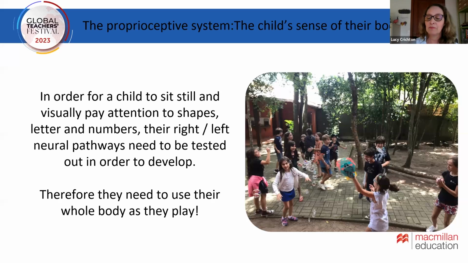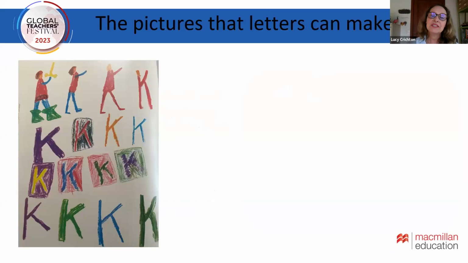And then the pictures that letters can make. You can see here that this letter K starts off with a knight in shining armor, because that starts with the letter K. It could also be a king, but you can see that the letter starts off as a drawing and then is made into the shape of the letter, right? And also experimented with in many different ways, with different colors, with different forms.